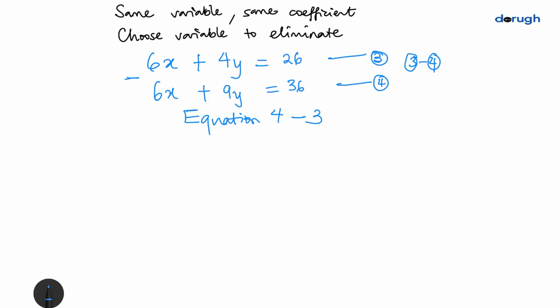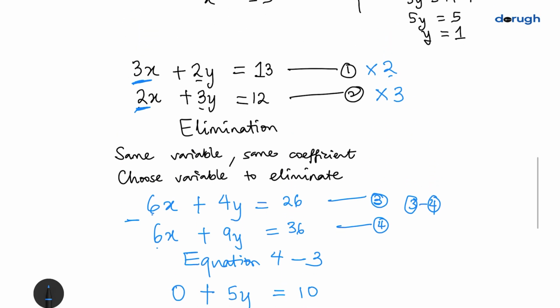And so what do we have? 6 minus 6 is 0, plus 9y minus 4y is 5y, and then 36 minus 26 is 10. Clearly we can see that 5y equals 10, and if we divide both sides by 5, we have that y equals 2.